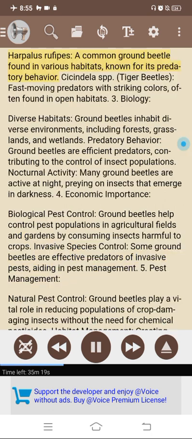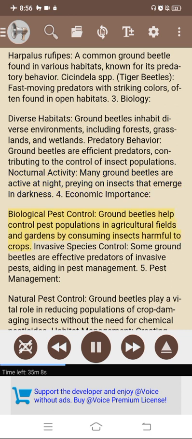2. Examples of Scarabaeidae. Harpalus rufipes, a common ground beetle found in various habitats, known for its predatory behavior. Cicindela spp. Tiger beetles, fast-moving predators with striking colors, often found in open habitats. 3. Biology. Diverse habitats. Ground beetles inhabit diverse environments, including forests, grasslands, and wetlands. Predatory behavior. Ground beetles are efficient predators, contributing to the control of insect populations. Nocturnal activity. Many ground beetles are active at night, preying on insects that emerge in darkness.